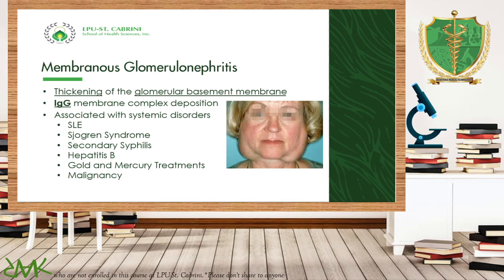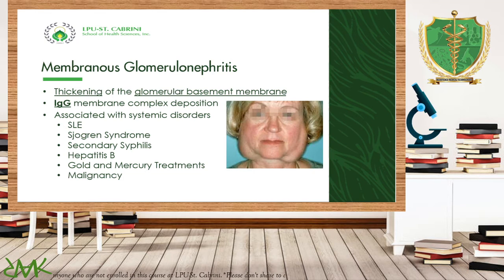Okay, membranous glomerulonephritis is associated with systemic disorders. Systemic disorders include SLE, which is systemic lupus erythematosus, and SLE is associated with rapidly progressive glomerulonephritis. SLE is also associated with membranous glomerulonephritis. For rapidly progressive glomerulonephritis, you have deposition of IgA. For membranous glomerulonephritis, you have the deposition of IgG. Okay.